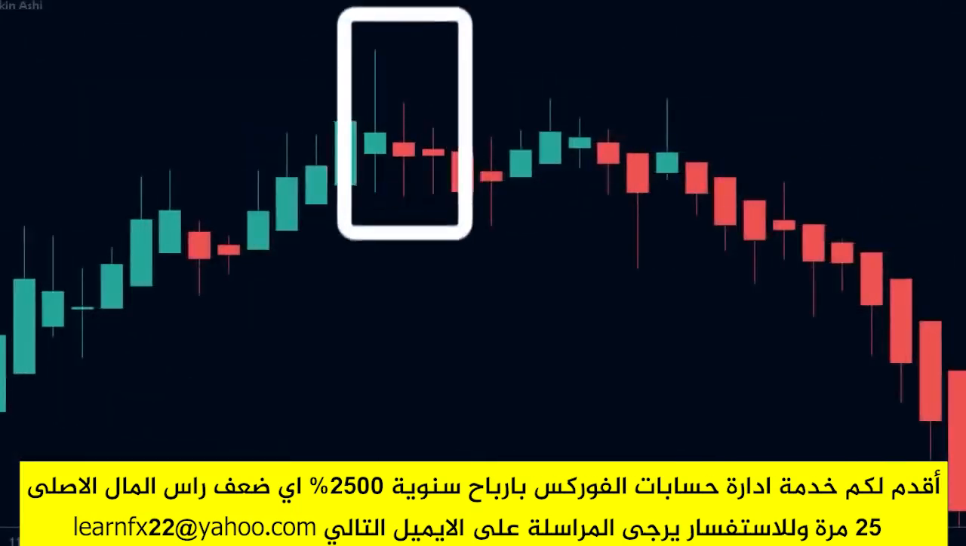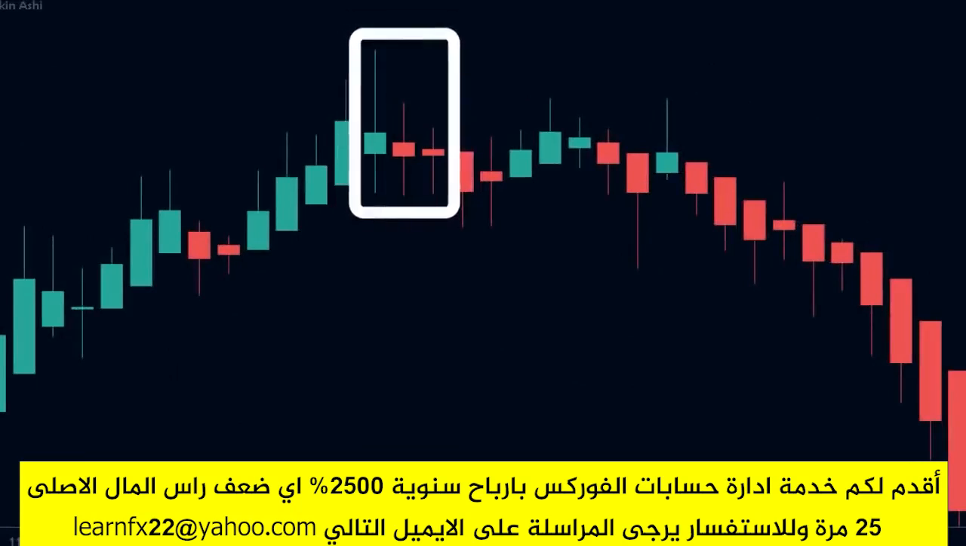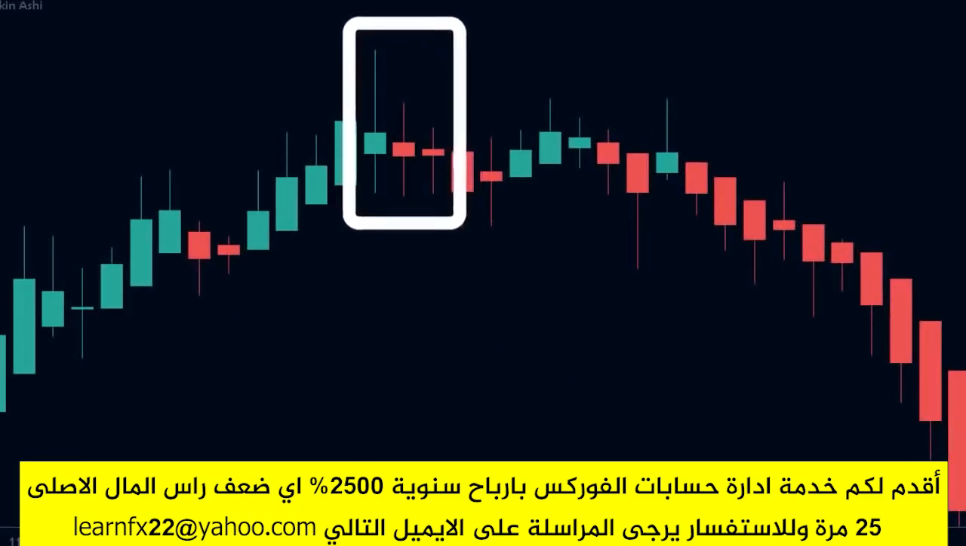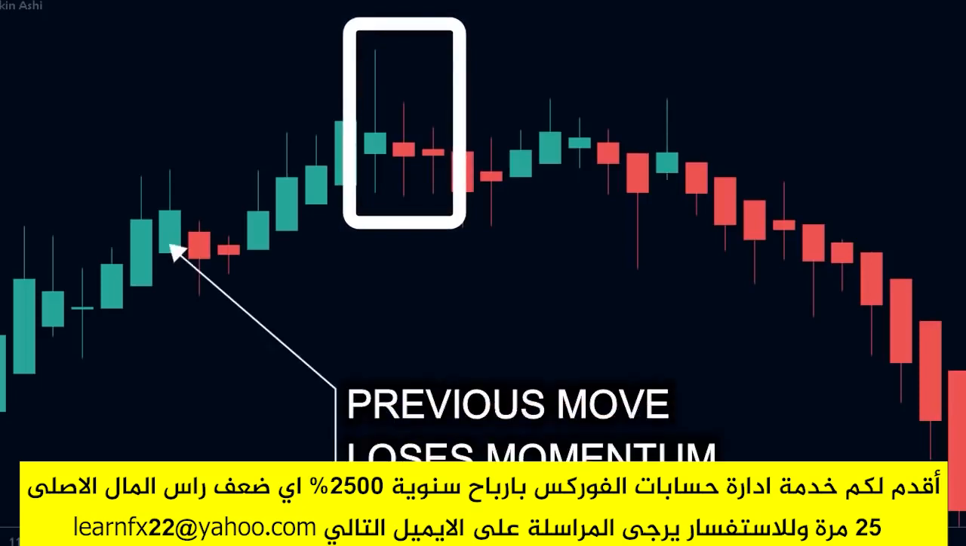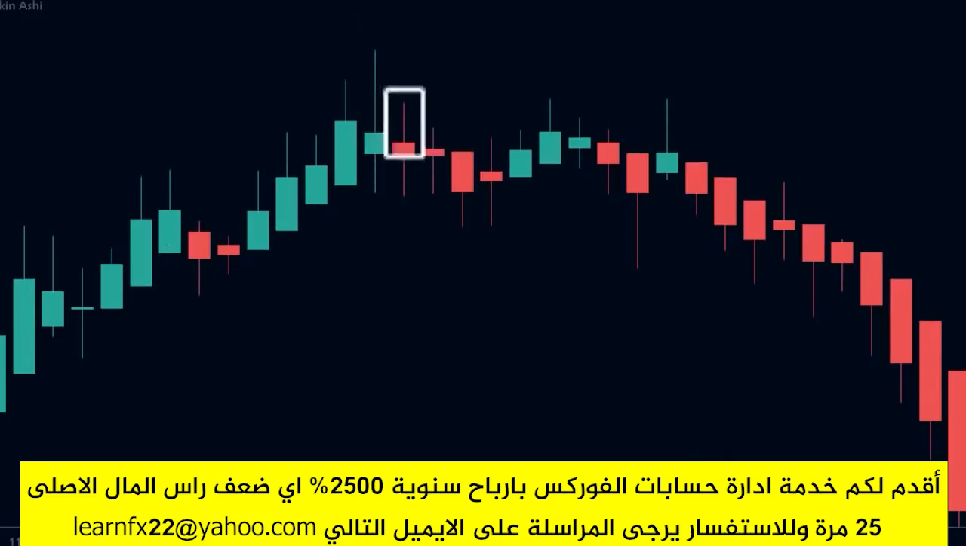Lastly, there are doji candles that sometimes appear on the chart. They generally form at the top or bottom of the move. These candles indicate that the momentum of the previous move has been completely lost. Hence, this gives a signal that a reversal may be on the cards.